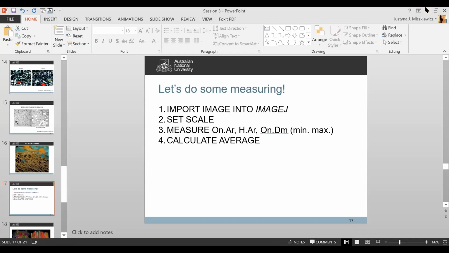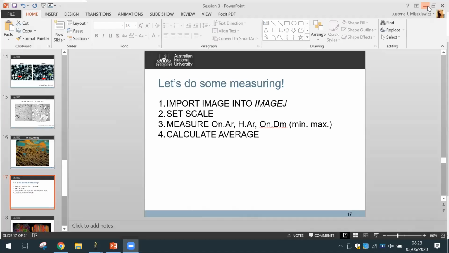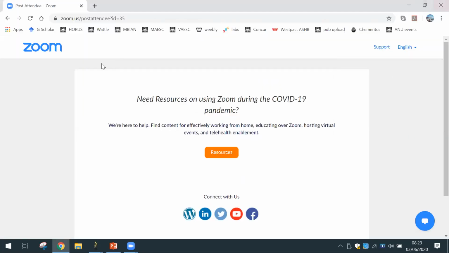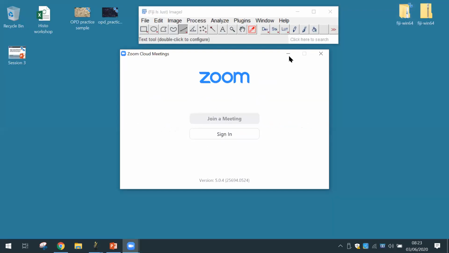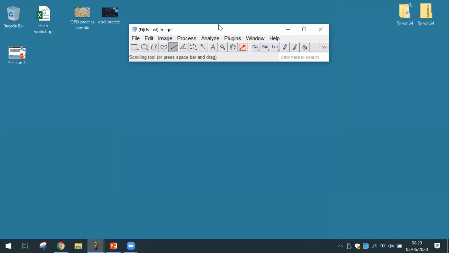So I am now going to stop share. And I'm just going to share my screen, which I hope you can see. I just need to minimize this. Sorry, bear with me one sec. All right, so we've got ImageJ up. Most of you probably know it quite well by now, hopefully.